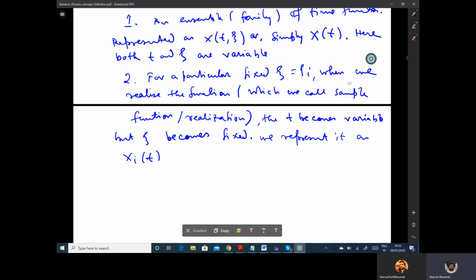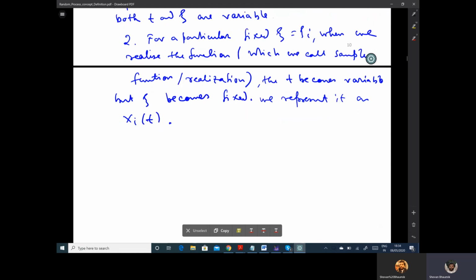We represent it as x_i(t). This is the second way. What is the third point? So this becomes the sample function. So one is the ensemble, and number two is the sample function. What is the third point?